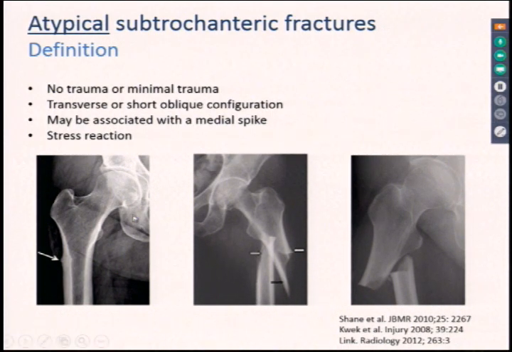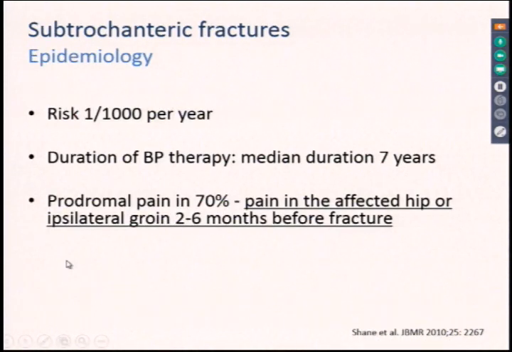Now, I have no idea how, I think this and this are the same patient or something like this. Some of these fractures are sequential. So I have no idea how they caught the patient at different stages. But you can catch it because up to 70% of the patients who are going to have a subtrochanteric fracture will experience pain in that hip or in that groin for a few months before the fracture happens, okay?